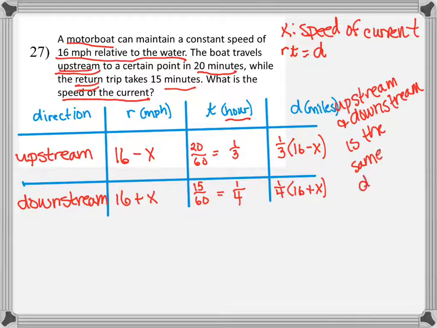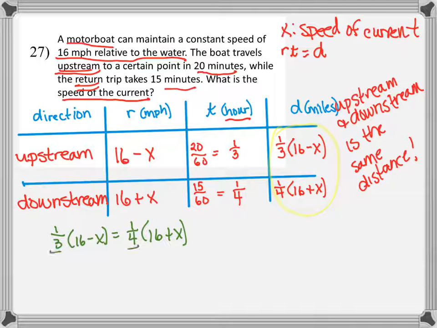So upstream and downstream is the same distance. So we can use that to build our equation by setting the two distance expressions equal to each other. So 1/3 times the quantity 16 minus x equals 1/4 times the quantity 16 plus x. Now we could distribute and leave the fractions in there, but just like we've done before, we can identify the LCD. So 3 and 4 are our denominators, so our LCD is 12. So I can multiply both sides of this equation by 12.